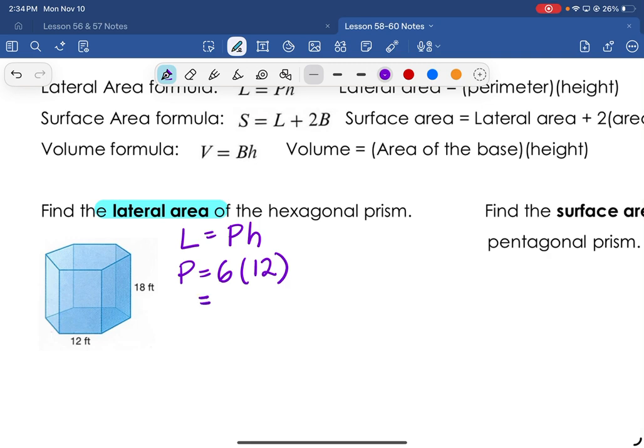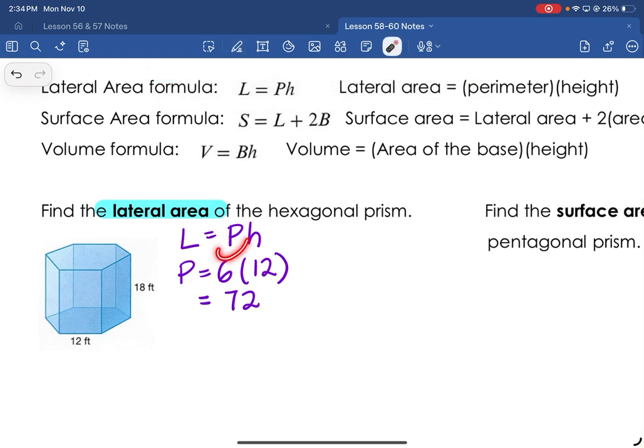What is that? 72. Thank you. That's the perimeter, because 12 plus 12 plus 12 plus 12 plus 12 plus 12. But you don't need to put that as 18. What is 18? That's going to come here in a minute. So we just found the perimeter, right, Kellen? And then you're telling me 18. Well, 18 is the height.